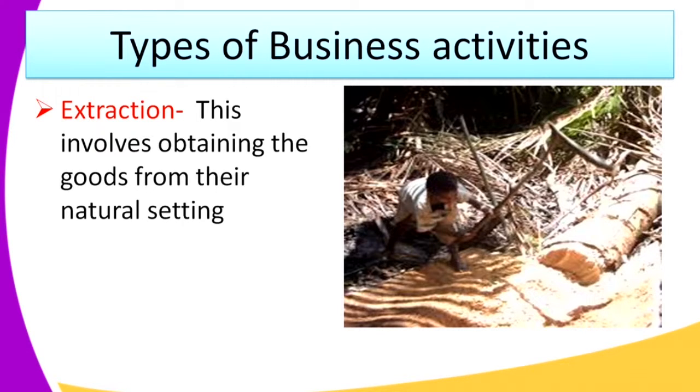From there, we are going to look at the various business activities that are there in business studies. Our first activity is extraction. And extraction as a business activity involves obtaining the goods from their natural setting. For instance, you can see beside that explanation, there is someone there cutting logs from trees. We can say this is obtaining the goods from their natural setting, because these logs are going to be used in so many ways to come up with various different goods.